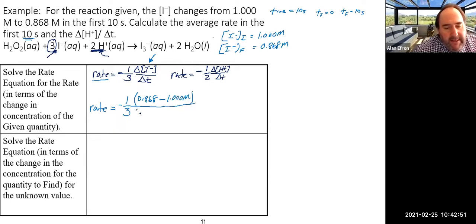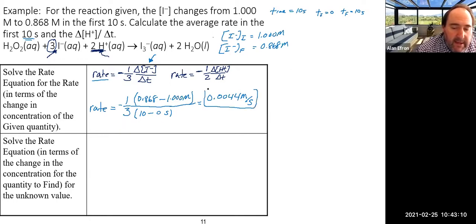And again, you could do your 10 minus 0 seconds, or really 10 seconds on the bottom is fine. And when you do that, what you will end up with is something like 0.0044 molarity per second. And again, this is going to be the rate. You can see it is a positive number, and that is because when we do this subtraction here, that's a negative number. We have that negative here. Again, these two guys are going to turn us into a positive number for the rate, which is what we expect it to be. Any question on that calculation?